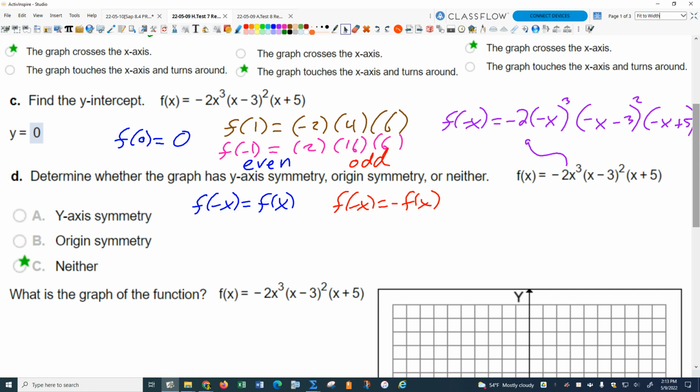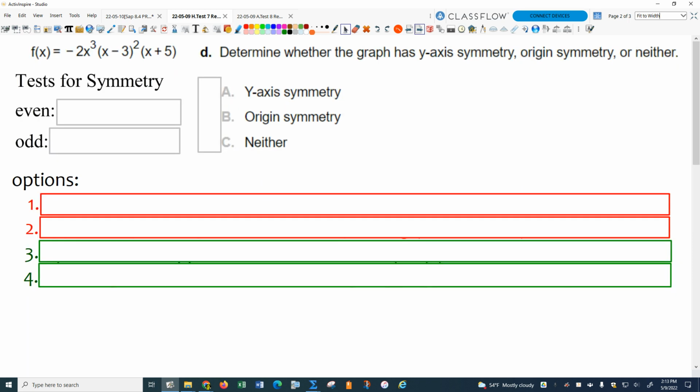Okay, but what about the symmetry one? That's probably a little bit tougher. So here's the symmetry question. All right, there's our function. Let's make that a little bigger. Okay, there's our function, and we're supposed to determine what the symmetry is.